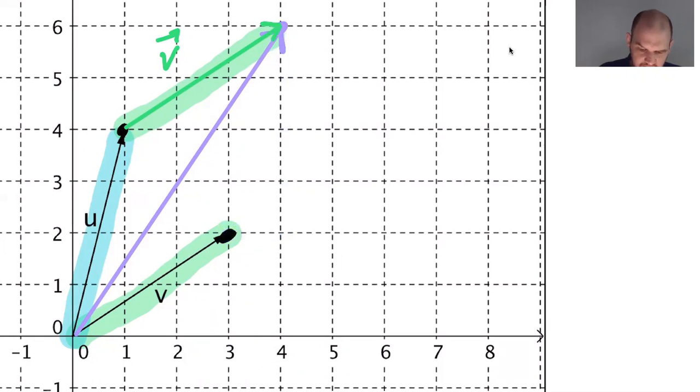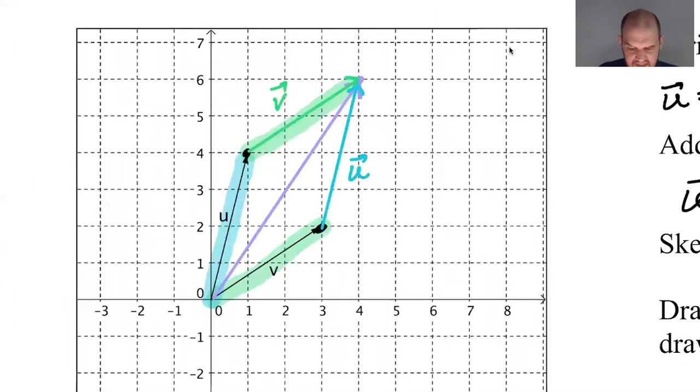So what I can do is this. It turns out that the order in which I do this doesn't matter. I'm going to end up in the same place anyway.